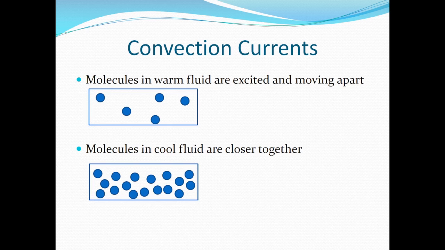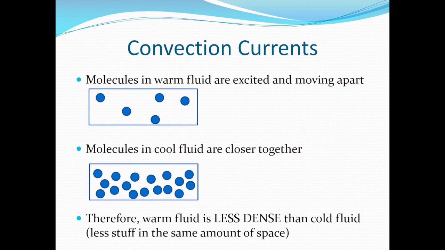Convection currents occur when a warm fluid and cool fluid interact. The molecules in the warm fluid are excited and moving apart, while the molecules in the cool fluid are closer together. It's easy to remember which is which if you think about yourself when you're warm or cool. If you're hot, you don't want a lot of other people around you, so you spread out. But when you're cold, you huddle close together. It's the same idea with the molecules in a warm and cool fluid.